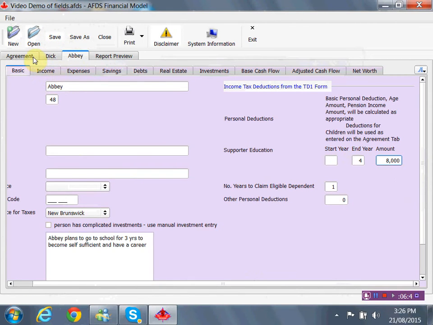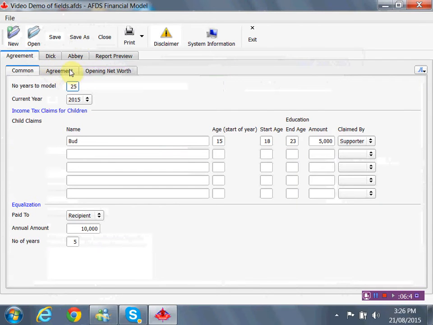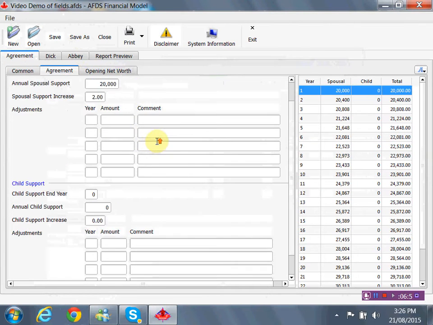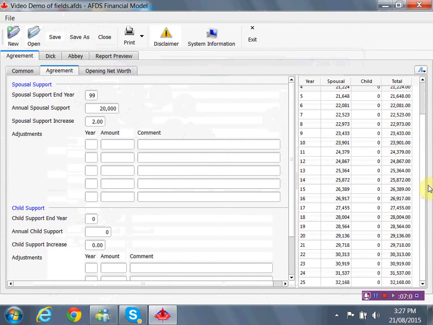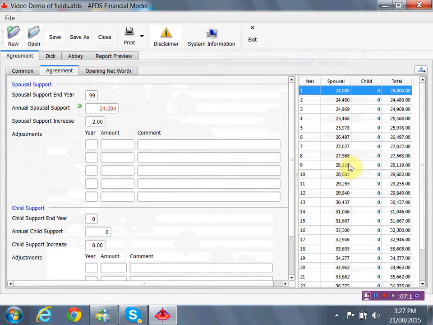So then if we go back to that agreement tab, these are the things that you might look at. The opening net worth is going to happen automatically, and we'll look at that later. But on the agreement tab, this is to do with spousal support and child support. If it's indefinite support, of course, you could just leave it go to 99, because 99 is going to go past your 25 years. You can type in any dollar figure as long as it's annual, and you're going to see it on your screen on the graph.